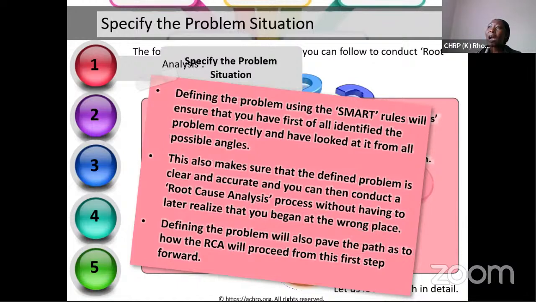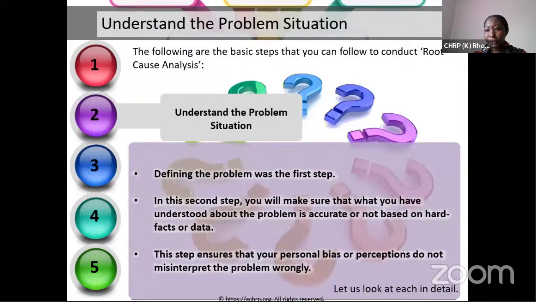Because let's say you say, I want to walk for 500 kilometers today. Then you start taking a different direction. You will realize too late when you've gone too far and you've used a lot of resources and energy and also the effort. Then it says defining the problem will also pave the path as to how the root cause analysis will proceed. The first steps forward.